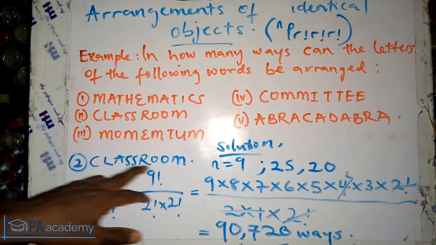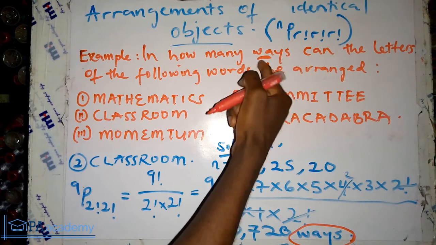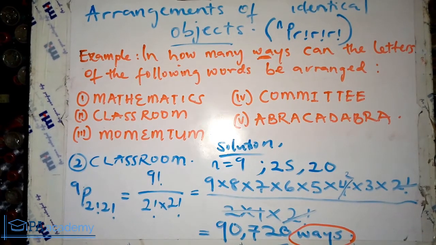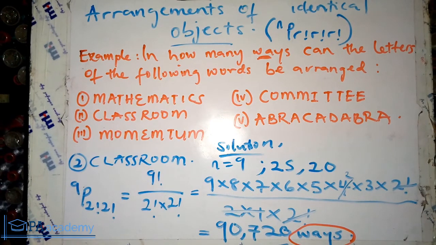So that means the word classroom can be rearranged in 90,720 ways. Don't forget to add "ways" at the end, because the question asks in how many ways. So once you are through, just put 90,720 ways. Some questions will not come out in this form, so you might not need to put ways, but once it requires you to, add it. Now let's go to the next question.